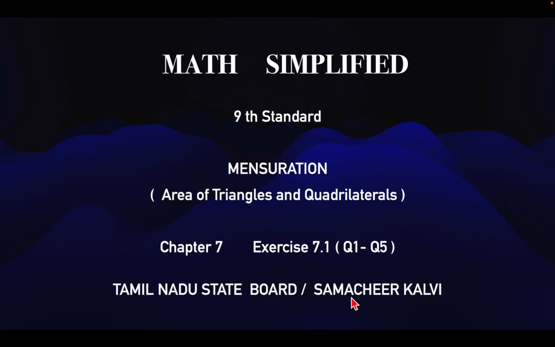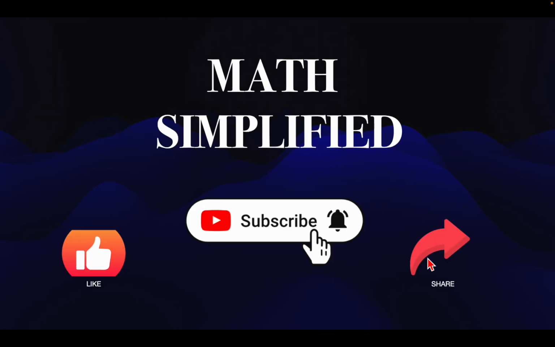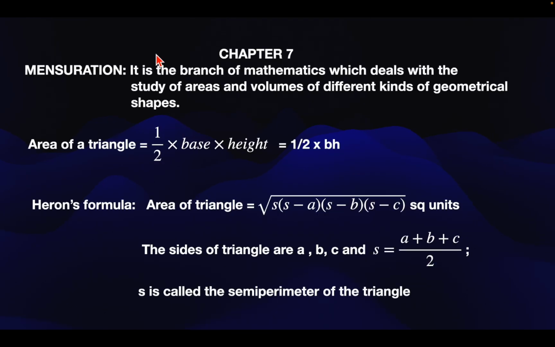Welcome to Math Simplified for 9th Standard, Exercise 7.1, Questions 1 to 5, Area of Triangles and Quadrilaterals. Today we are going to start the 7th chapter, Mensuration.